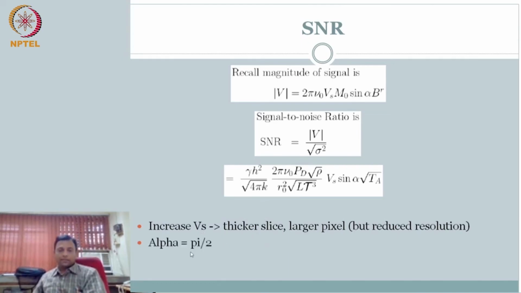One other thing you can maximize is pi by 2, meaning you apply it for enough duration so the magnetization goes down to the floor. But then it increases the scan time. So this is more of a practical, comfort point of view. That is the only problem with this. This is the signal point of view.